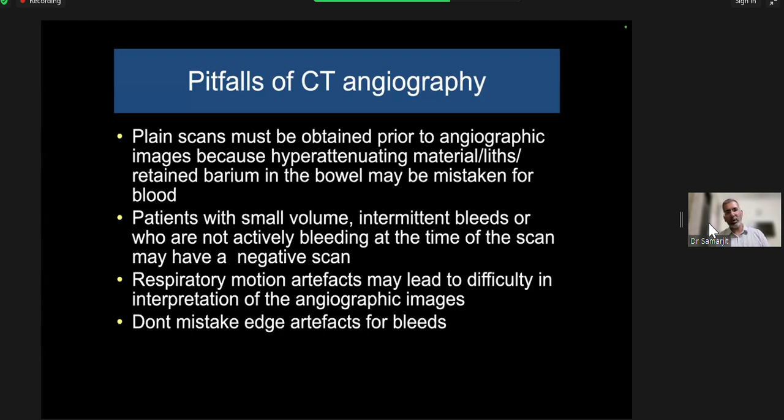Patients with small volume intermittent bleeds, or who are not actively bleeding at the time of the scan, may have a negative scan. We have discussed this. Respiratory motion artifacts may lead to difficulty in interpretation of angiographic images. And you can always get edge artifacts. In patients who are breathing, and patients who have air and some contents in the bowel at the edge, you get artifacts which, when you MIP them, look very bright and can look very much like extravasated contrast. Go ahead and look at your base images, thin images as well, to make sure that you don't make this mistake.